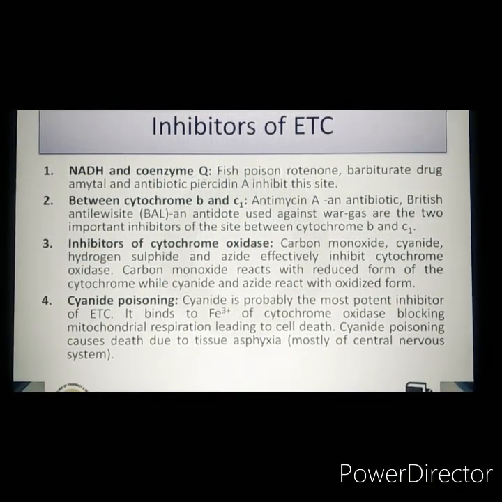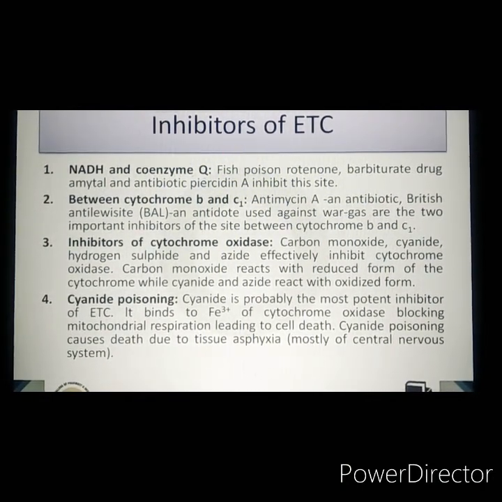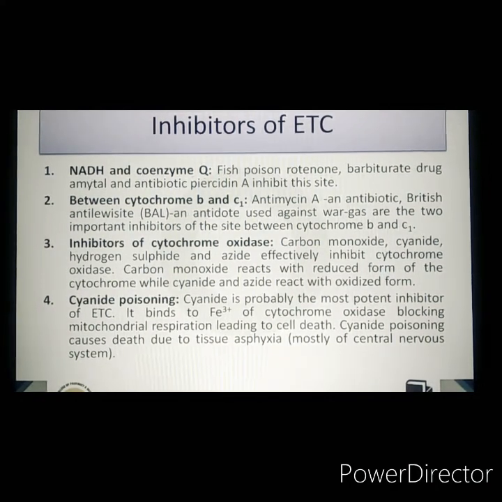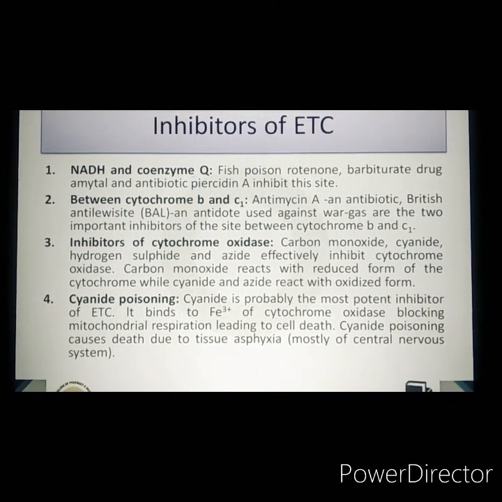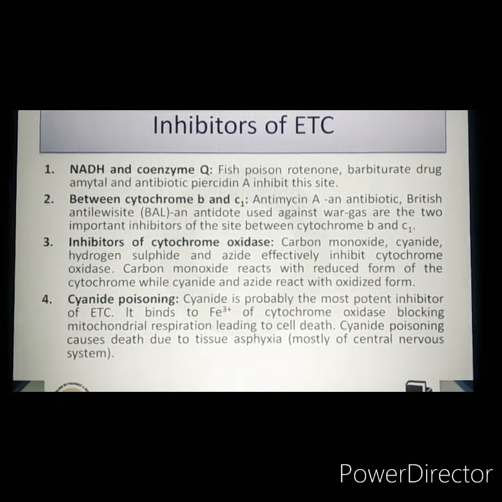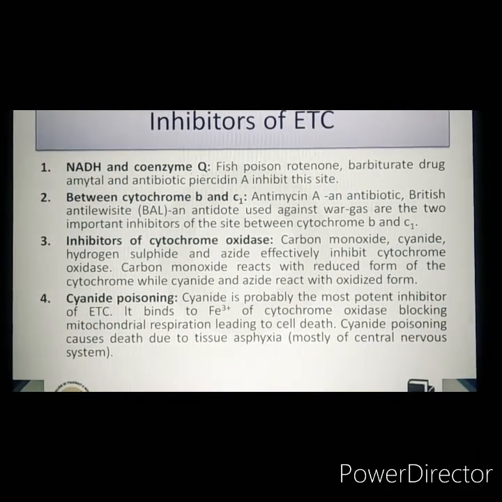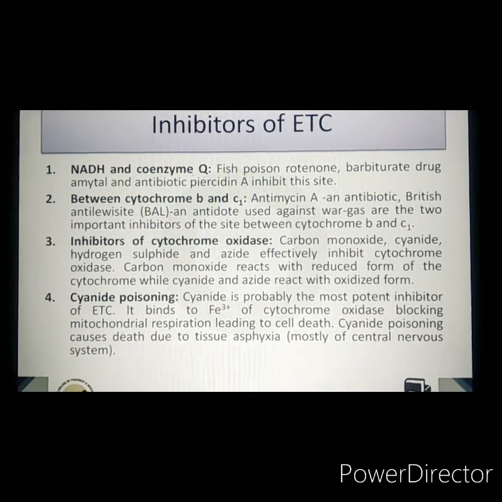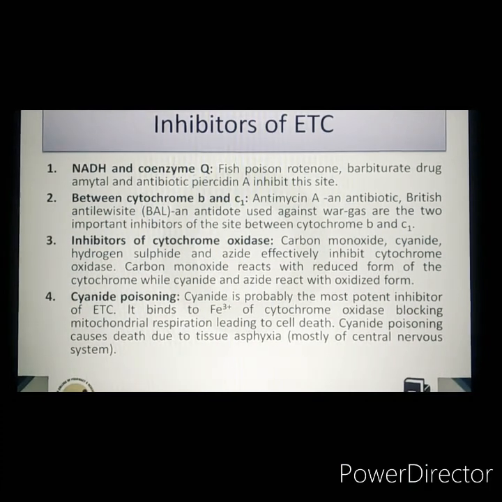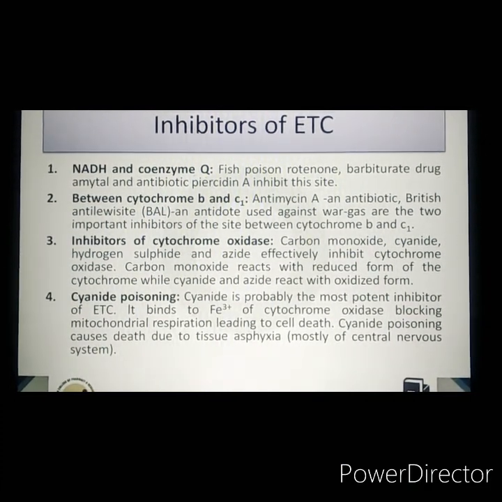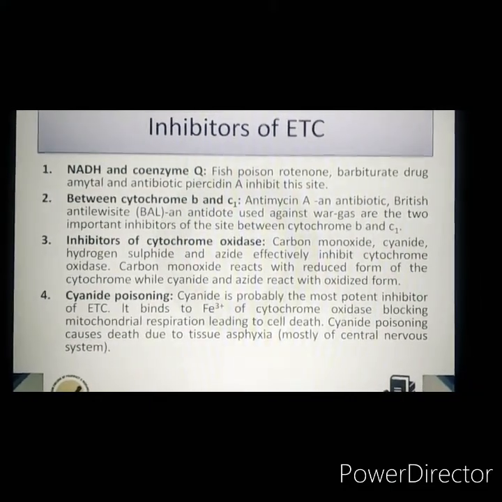This cytochrome oxidase is inhibited by carbon monoxide and cyanide. Cyanide is a type of poison. Then hydrogen sulfide, which is a gas, and also azide. These effectively inhibit cytochrome oxidase. Now, as we know, this fourth complex is very important for the reduction of oxygen to water. Most of the inhaled oxygen is utilized during this fourth complex reaction. So as we know, carbon monoxide inhalation is very dangerous. The reason behind it is that it inhibits the ETC.